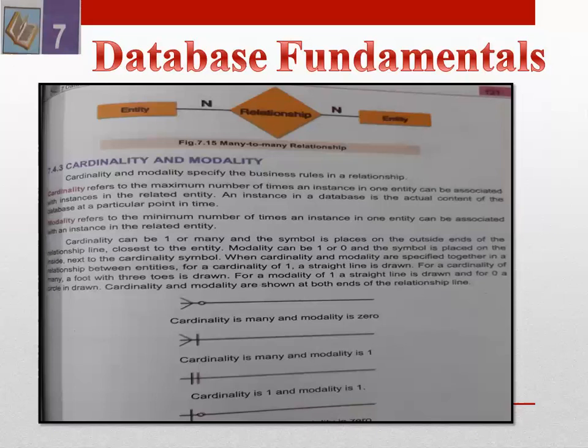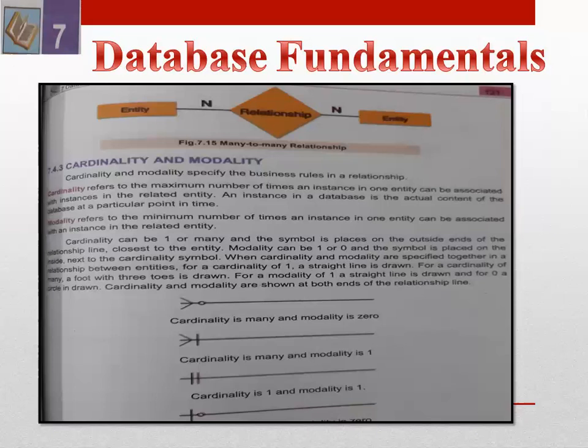Then in the next example, cardinality is 1 and modality is also 1. Then we have cardinality 1 and modality 0. So these are the cardinalities and modalities which are used to represent the degree of the relationship.